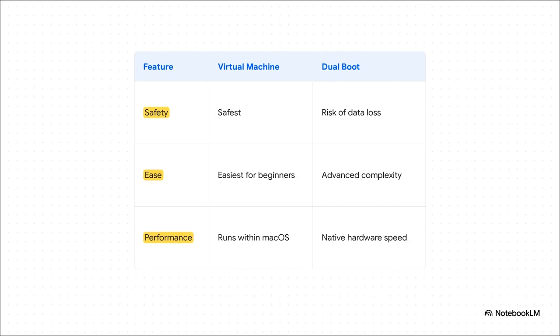For most people, the choice really comes down to these two: virtual machine versus dual boot. A VM is kind of like running Kali as a totally separate, safe little app right inside of your macOS. Super easy, super safe. Dual booting, on the other hand, gives Kali direct access to your Mac's hardware. You get full native speed, but it's way more complex and there's a real risk you could accidentally wipe your data. So you gotta ask yourself, what do you care about more? Simplicity and safety, or pure raw performance?